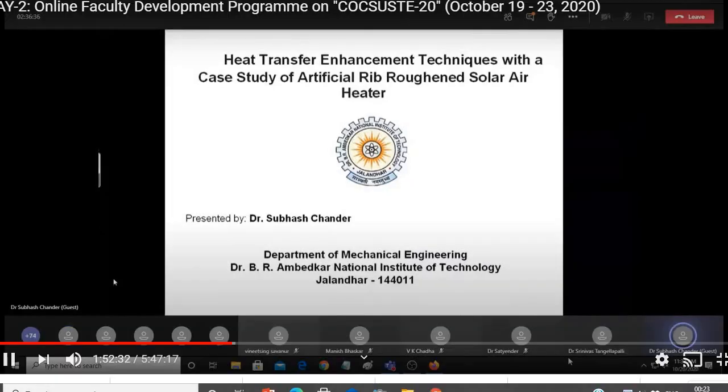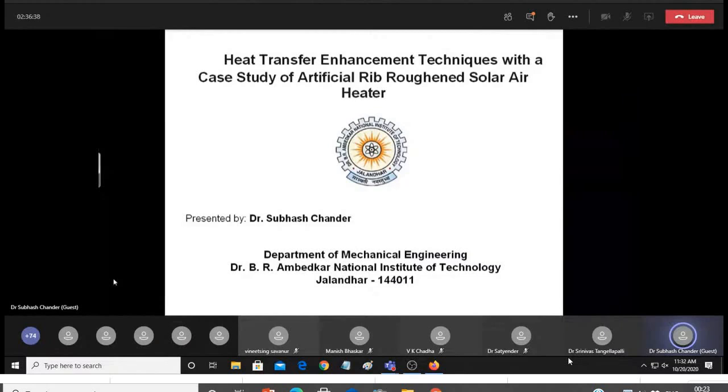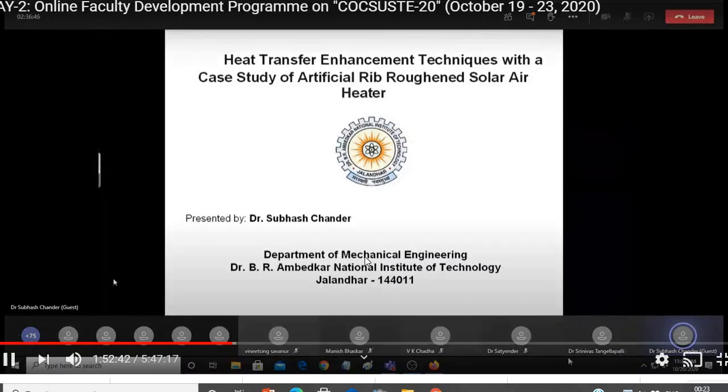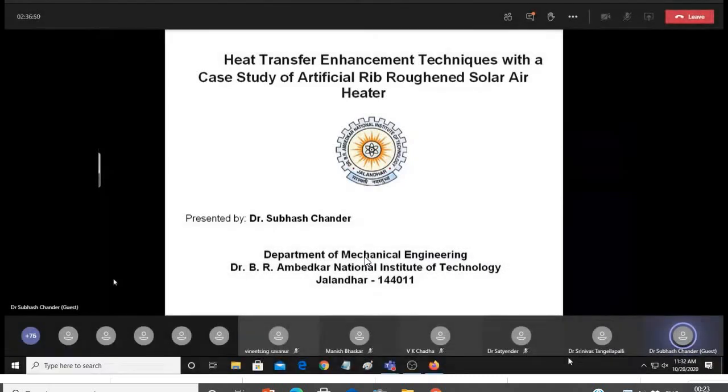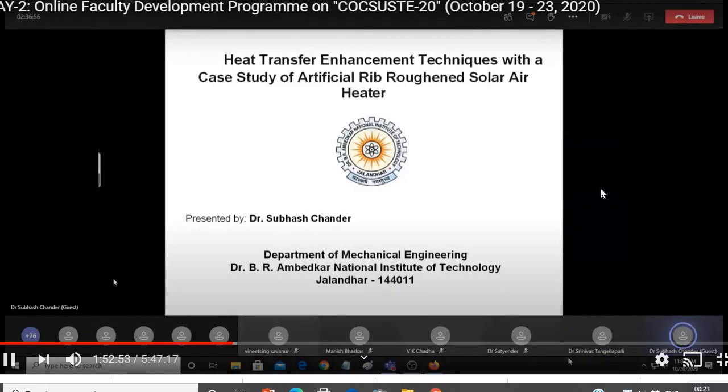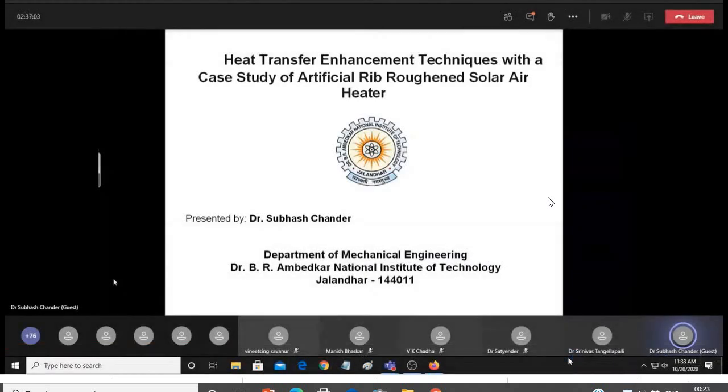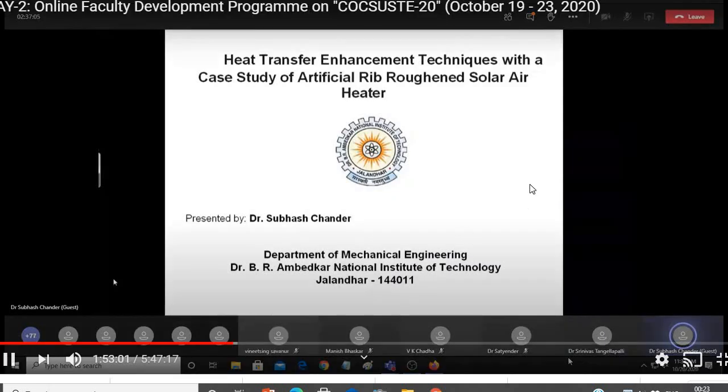Some contents related to heat transfer in solar air heaters. So the title of my presentation is Heat Transfer Enhancement Techniques with a case study of artificial rib-roughened solar air heater. We might have discussed till now many devices related to thermal energy storage or thermal energy harnessing, like in case of solar air heaters.